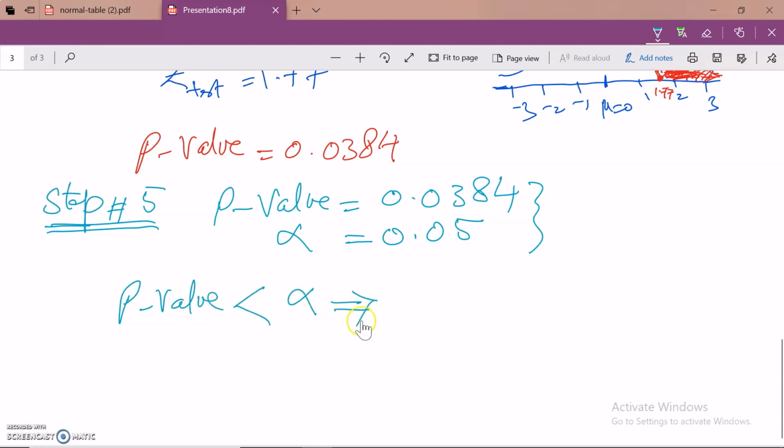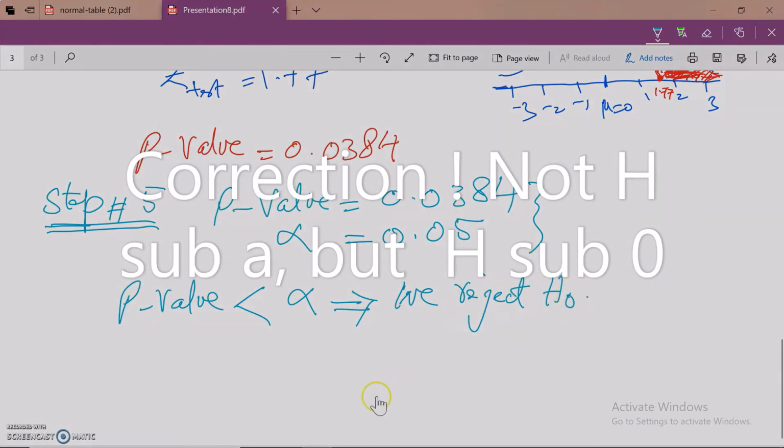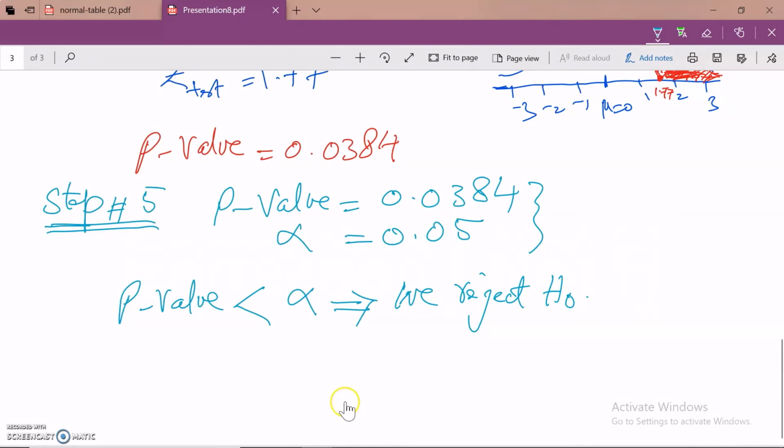Recall from my earlier discussion, if the p-value is less than alpha, we reject the null hypothesis. If the p-value is low, H0 has to go. So we reject H0. Let's now interpret this result. How are we going to interpret this result? We reject the null hypothesis.